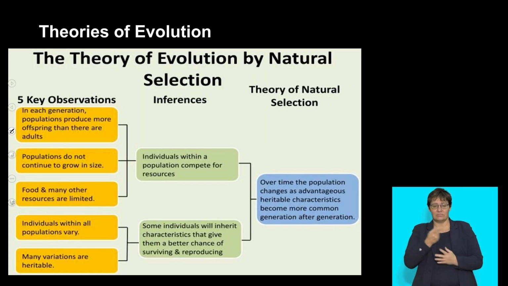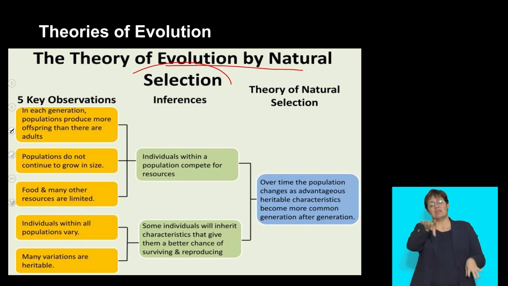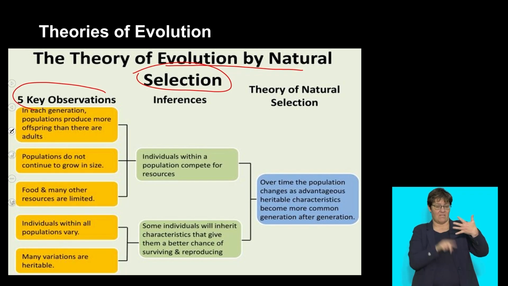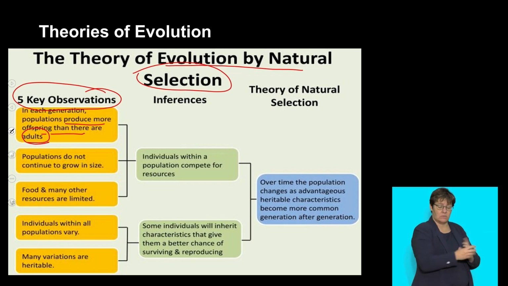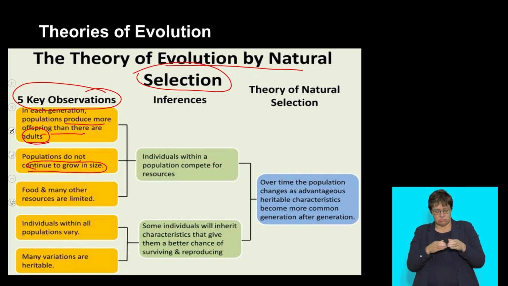Guys, as we wrap this part of the segment up, the theory of evolution by natural selection is based on 5 key observations. Those key observations are that in each generation, populations produce more offspring than are necessary or than there are adults. So you'll find that a pair of individuals that mate produce a large number of offspring. What's key to that? The next is that populations do not continue to grow in size. They do not constantly grow in size.